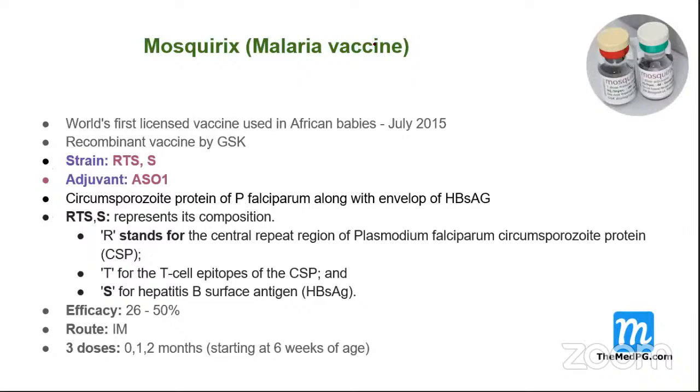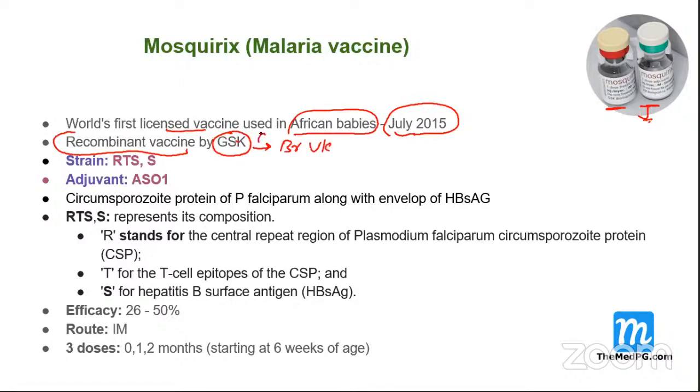Let us see some points related to this particular vaccine. It usually comes in a twin form: one is the lyophilized vaccine, another is the adjuvant. We need to mix them properly before injecting into the patient or the child. It is the world's first licensed vaccine, and it was first used in African babies in July 2015. It is a recombinant vaccine, developed by GlaxoSmithKline, a British or UK based company. This point you need to remember.